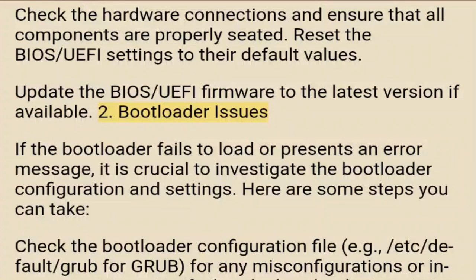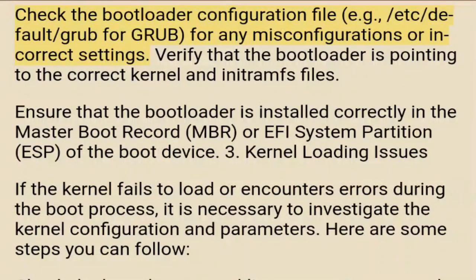2. Bootloader issues. If the bootloader fails to load or presents an error message, it is crucial to investigate the bootloader configuration and settings. Here are some steps you can take. Check the bootloader configuration file, e.g., /etc/default/grub, for any misconfigurations or incorrect settings. Verify that the bootloader is pointing to the correct kernel and initramfs files. Ensure that the bootloader is installed correctly in the master boot record (MBR) or EFI system partition, especially of the boot device.